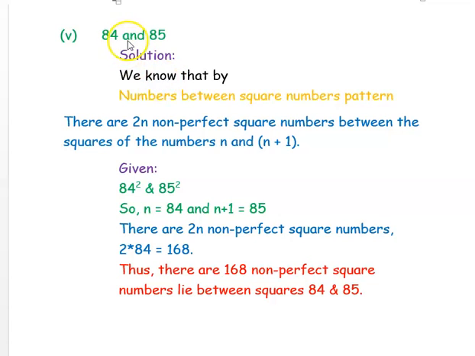The next given number is 84 and 85. So by numbers between square numbers pattern, we are saying that there are 2n non-perfect square numbers between the squares of the numbers n and n plus 1. So given is 84 square and 85 square. So we are going to take n as 84 and n plus 1 as 85. So we want to find 2n non-perfect square numbers. So 2 into n, that is 2 into 84, which is equal to 168. So thus there are 168 non-perfect square numbers that lies between the squares of 84 and 85.